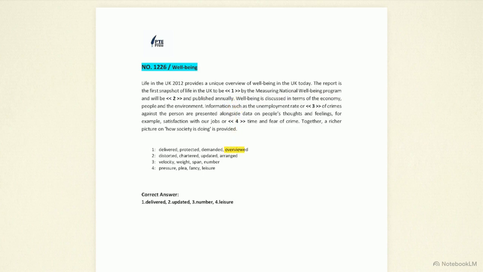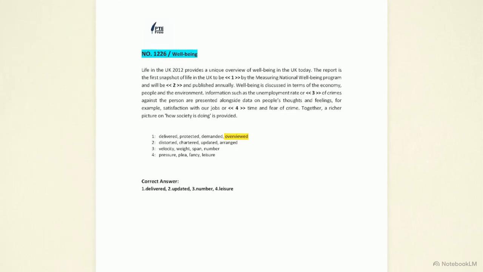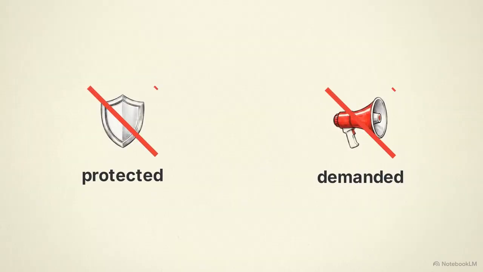You might be drawn to the word overviewed because overview appears in the previous sentence. This is a deliberate psychological trap. Test makers repeat words specifically to trigger a hasty, incorrect association. We can strike protected and demanded. A data-driven program doesn't protect a snapshot of life, nor does it demand one. It generates information for the public.